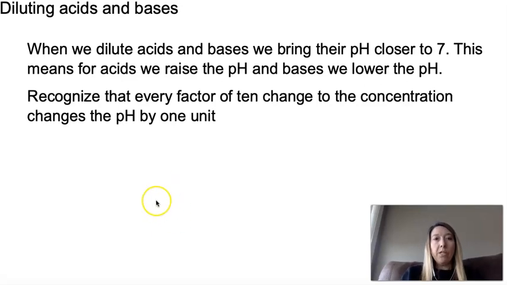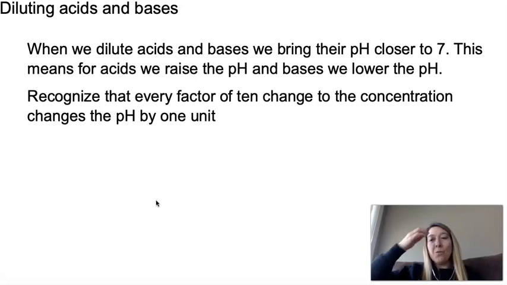So when we are diluting acids and bases, we are adding water to them, and in doing so, we are bringing their pH closer to 7 because we're neutralizing them by adding water, okay? So that means for acids, we are going to raise their pH as we add water, and for bases, we're going to lower their pH because we're adding more water, which brings them closer to neutral.